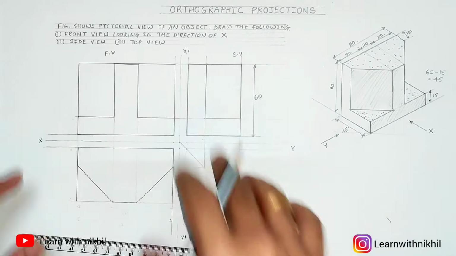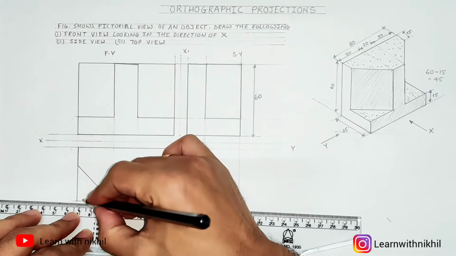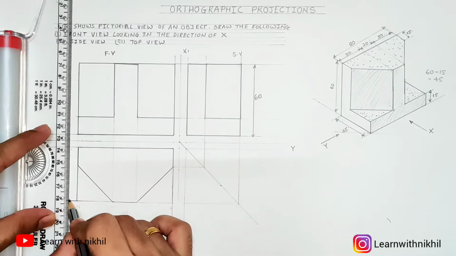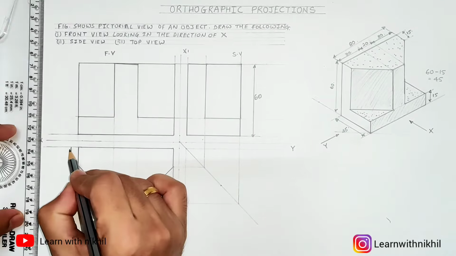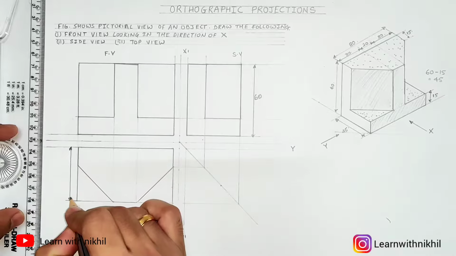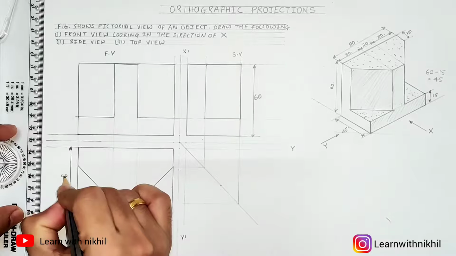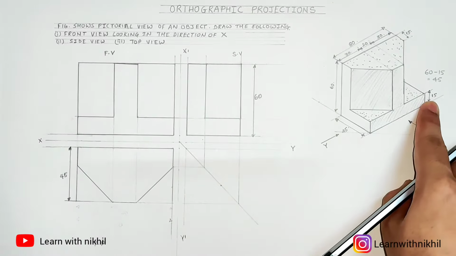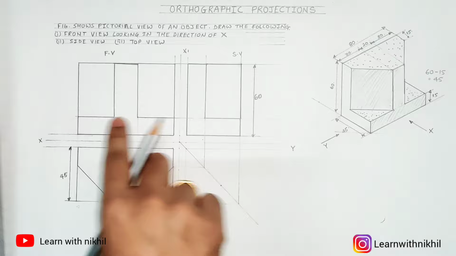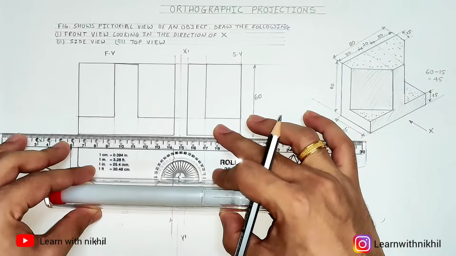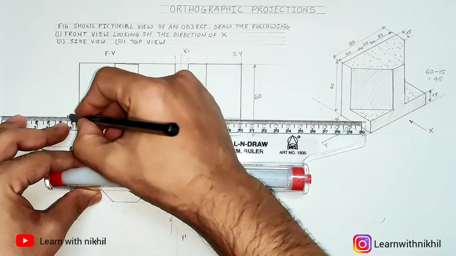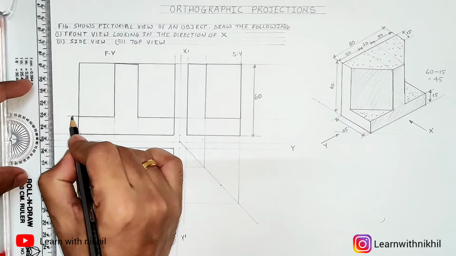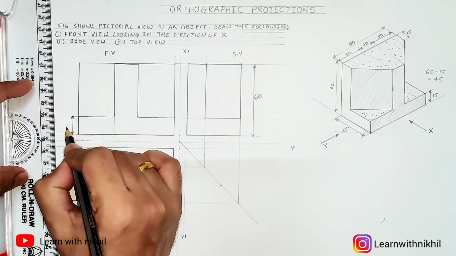Now the 45, it is available in the side view as well as in the top view. So see how I am extending the lines. These are the projection lines for the dimension, extension lines. I am writing 45. All the dimensions given in the question should come in the views. So for the 15, extending the lines and marking the dimensions.